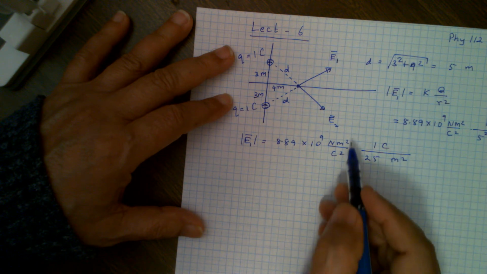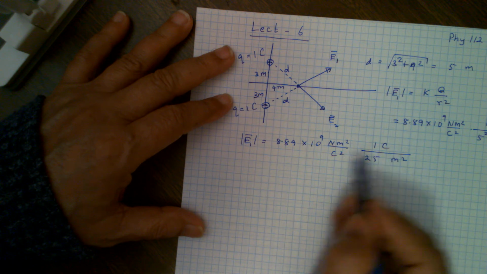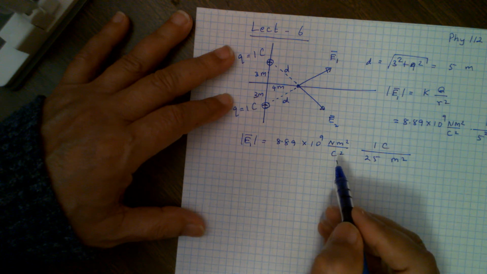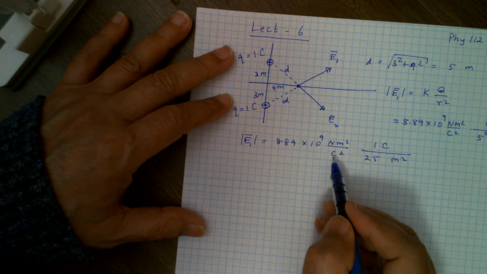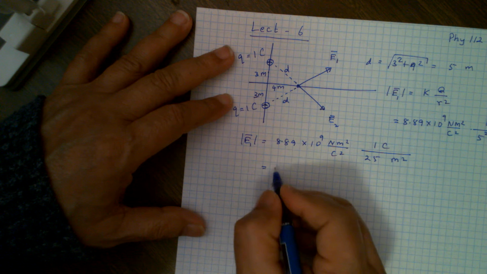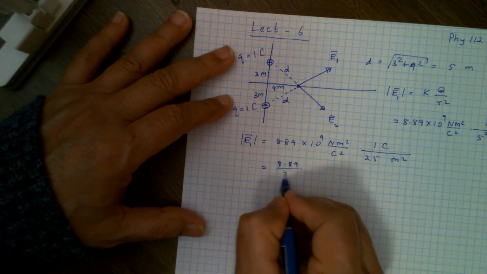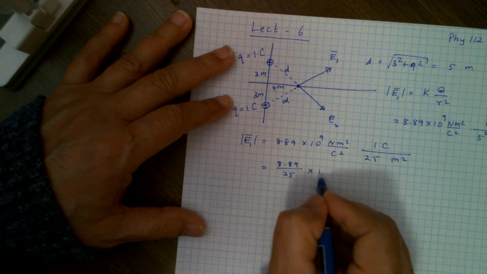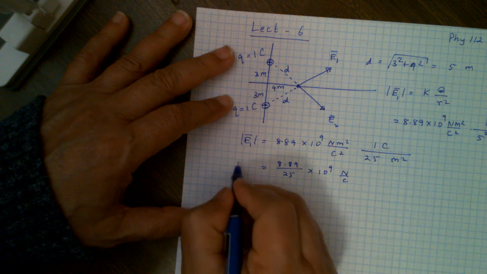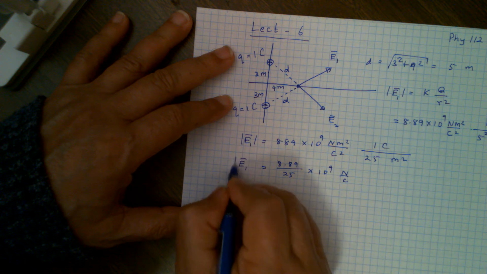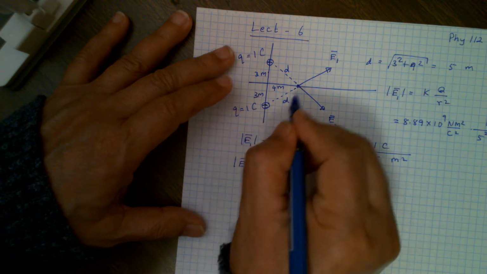So you see that meter squared cancels out. Coulomb and coulomb squared, one of the coulombs cancels out, so I still have 1 coulomb left. So the unit will be Newton per coulomb. So my answer is 8.89 divided by 25 times 10 to the power 9 Newton per Coulomb. That's the magnitude of E1, the electric field E at this point coming from charge number 1.